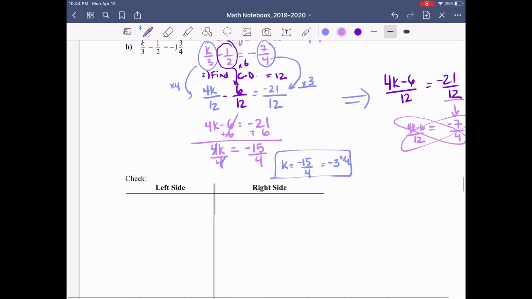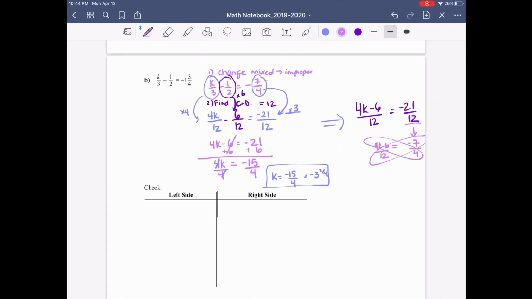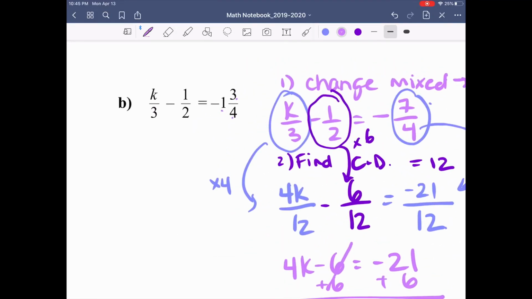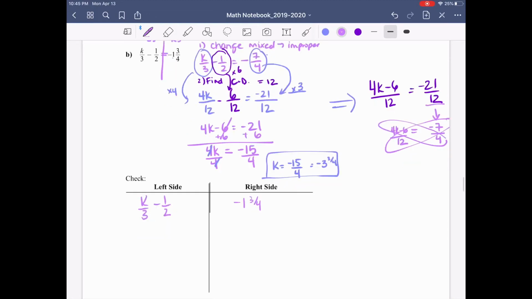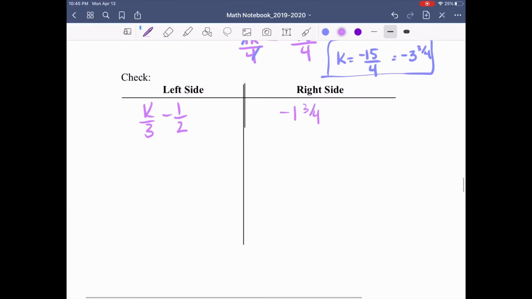So this part here says that we should check our answer. How do we know that our k equals negative 15 over 4 is correct? So let's plug it into this chart, left side, right side. What they mean by left side, right side is that the barrier is the equal sign. We have the left side of the equal sign and a right side of the equal sign. On the left side, we have k over 3 minus 1/2. And on the right side, we have negative 1 3/4. So let's plug in our value for k and see if this would equal each other in the end.